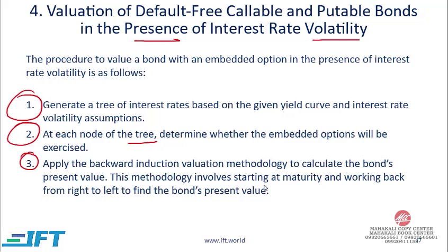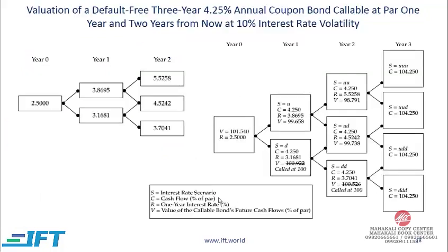This methodology involves starting at maturity and working back from right to left to find the bond's present value. Let's understand this through an example. Say we have a 3-year bond. This is the coupon rate. The bond is callable at par 1 year and 2 years from now. The volatility is 10%. We will use the same interest rate tree that we have seen earlier. So given the term structure, these are the forward rates, and we will now apply the backward induction methodology.